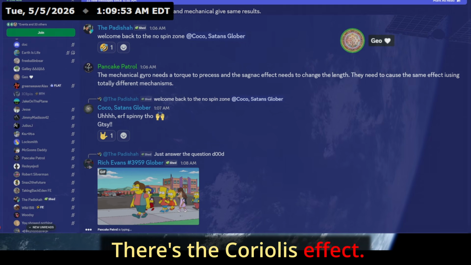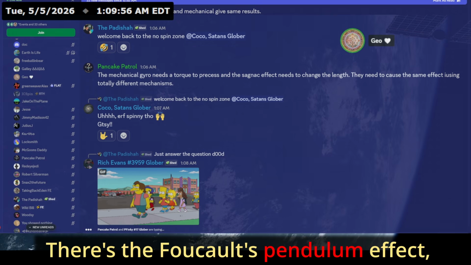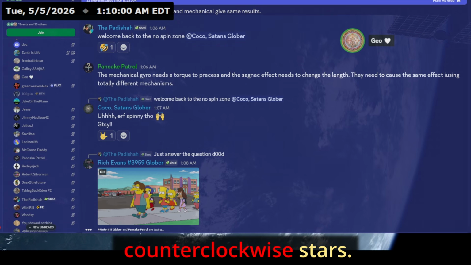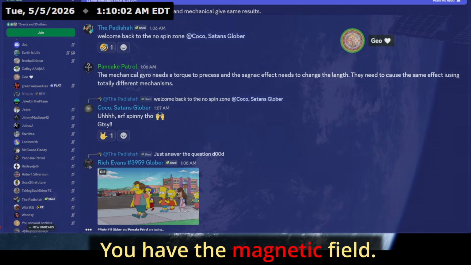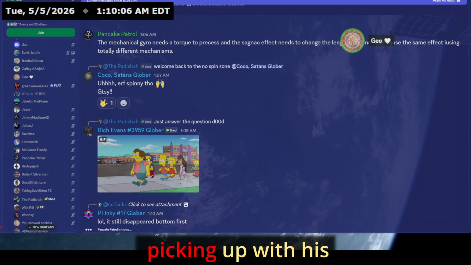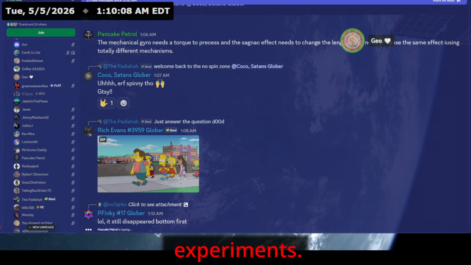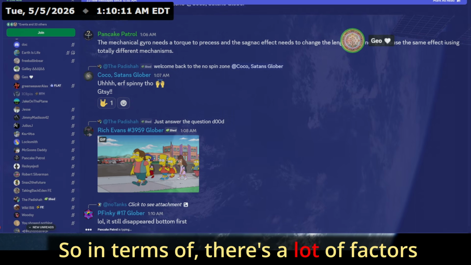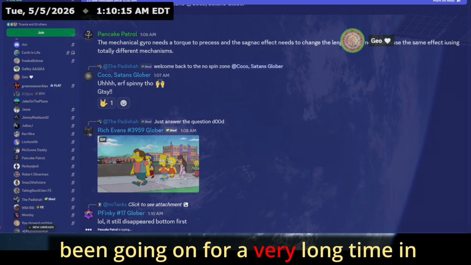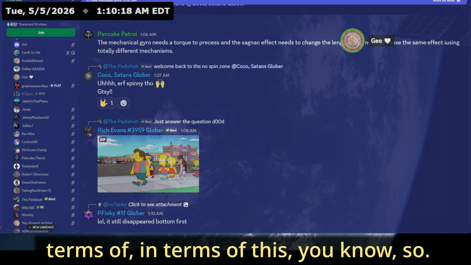There's the Coriolis effect. There's the Foucault's pendulum effect, which is the clockwise and counterclockwise. You have the clockwise and counterclockwise stars. You have the magnetic field. There's even getting into the preferred direction of light and what Dayton Miller was picking up with his interferometry experiments. So there's a lot of factors involved in this discussion and what's been going on for a very long time.